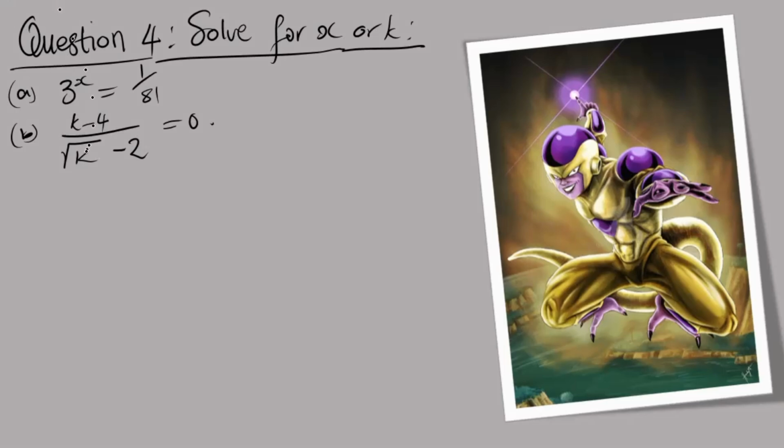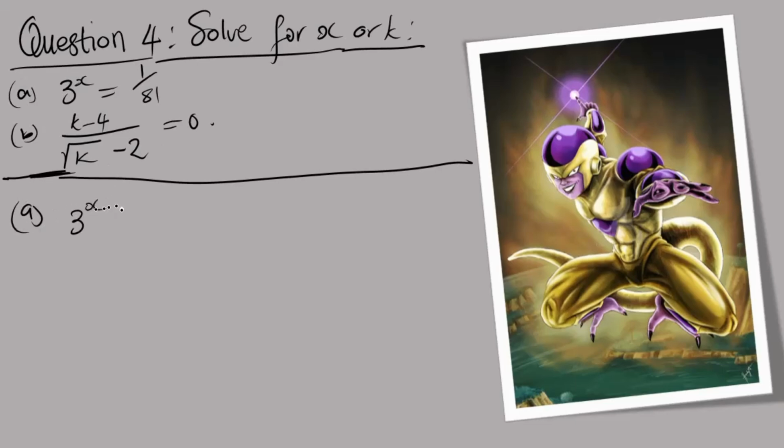Let me underline here so that I can write my solutions properly. If you don't understand anything here, guys, please revisit the channel. It has a lot of explanations for these things we are doing. Let's start with this first one. I have 3 raised to x is equals to 1 over 81.